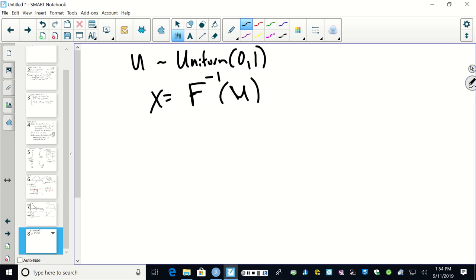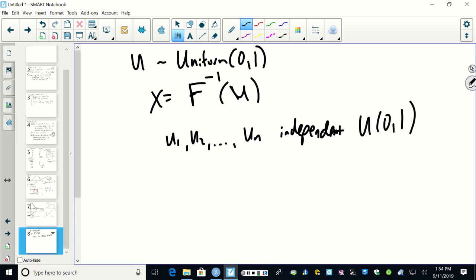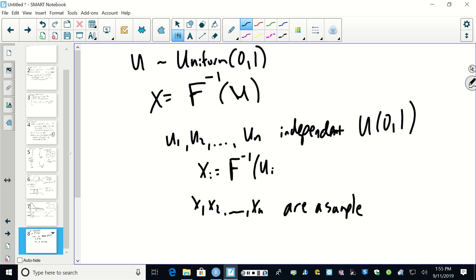Right? So if we had a bunch of u1, u2, up to u sub n, independent random variables from a uniform, and then we let x sub i equal the inverse of that function, we're going to end up with x1, x2, up to xn that are a sample from our population, from this probability model which describes our population. So the cumulative distribution function kind of does that, right?